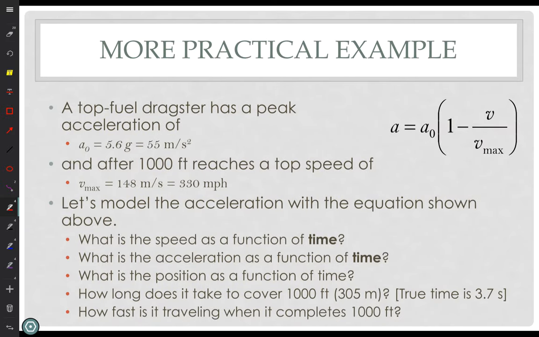Now, another practical example, one that's a little more fun. These are true numbers. A top fuel dragster has a peak acceleration of about 5.6 Gs. How many people have been in an acceleration above 2 Gs? If you don't know you have, you probably haven't.